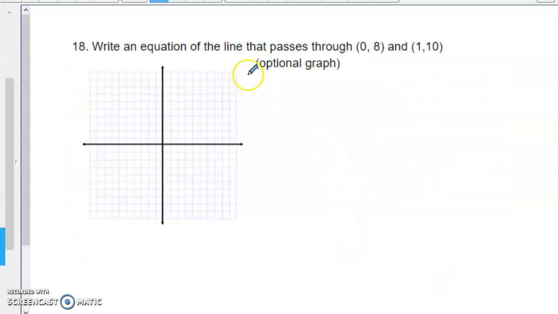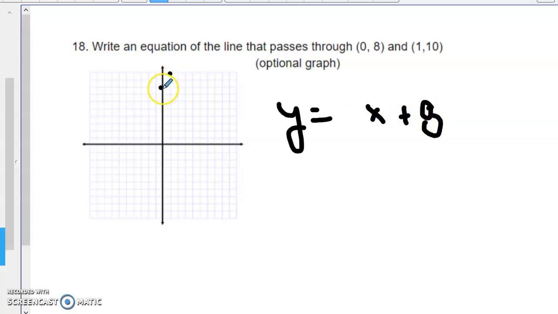Question number 18 says write an equation of a line that passes through those points. Well, I see that it has a y-intercept here of 8, and then my next point is over 1 up 10. So now I can write the equation because I can pick out the two things I need. Well, my y-intercept is obviously 8, so that would be that part taken care of. My slope would be up 2 over 1, or that can just be simplified as 2. So the equation for the line going through those 2 points should be y equals 2x plus 8.